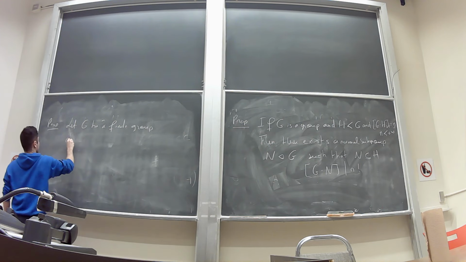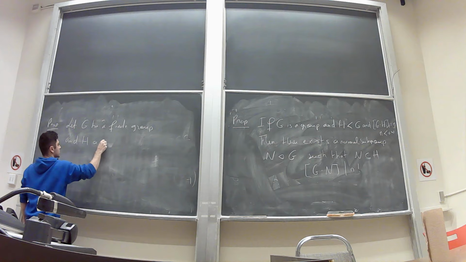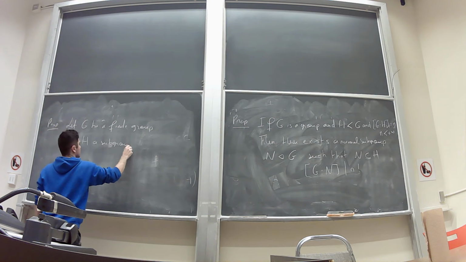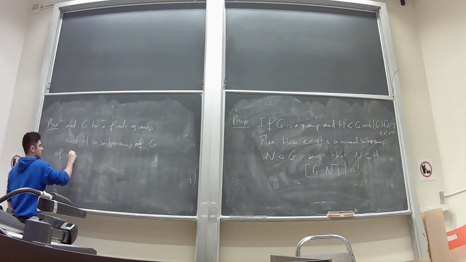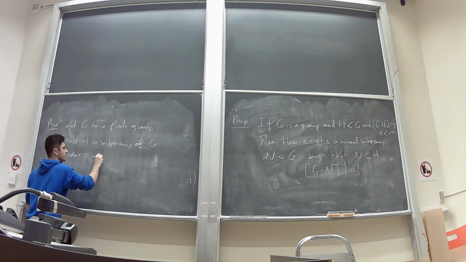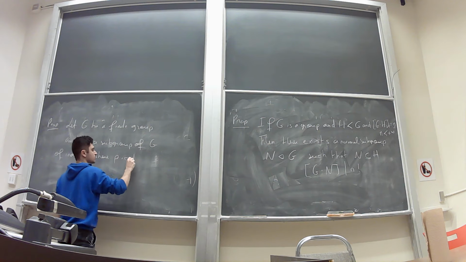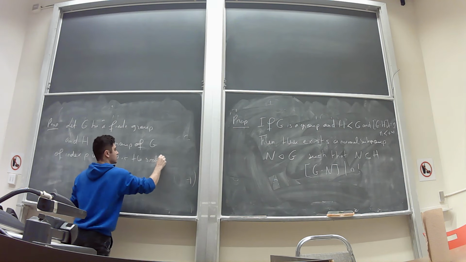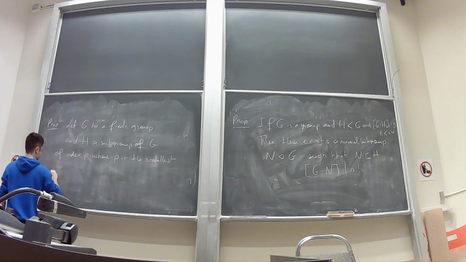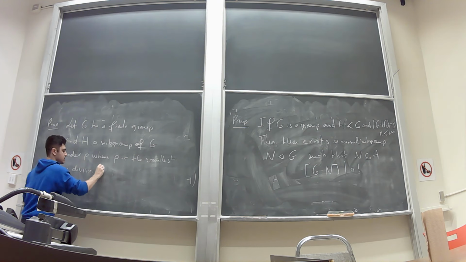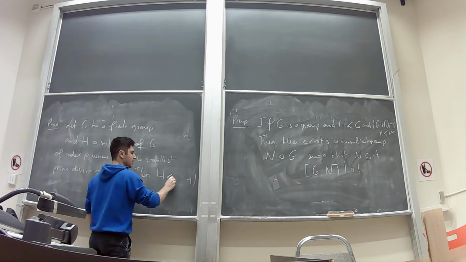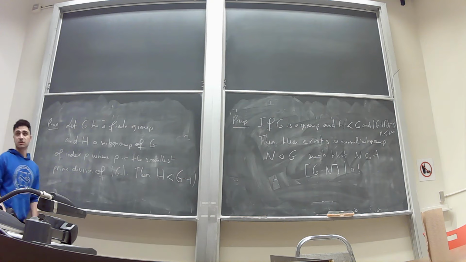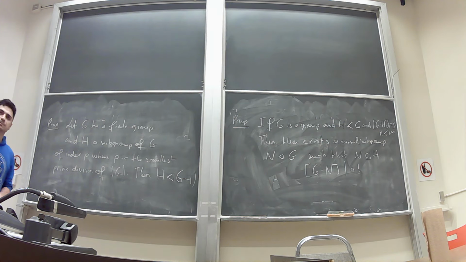And H a subgroup of G of index P, where P is the smallest prime divisor of the order of G. Then H is a normal subgroup of G, which is pretty cool.